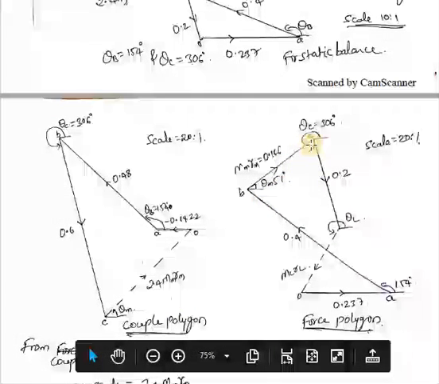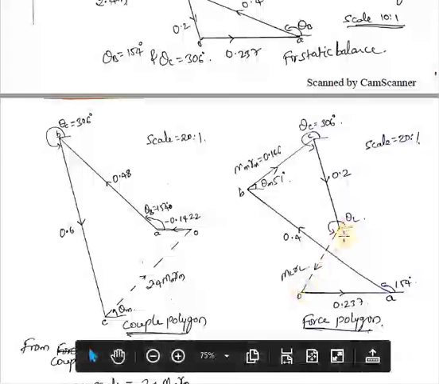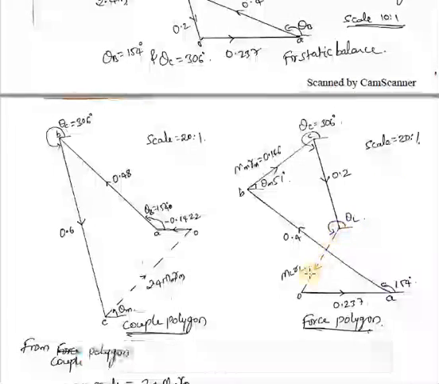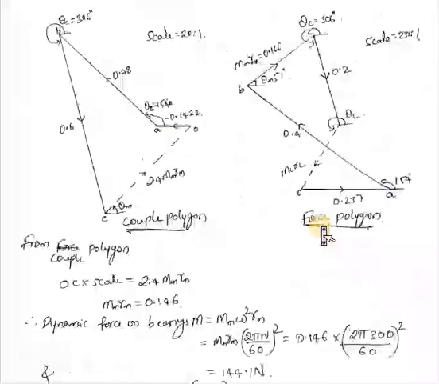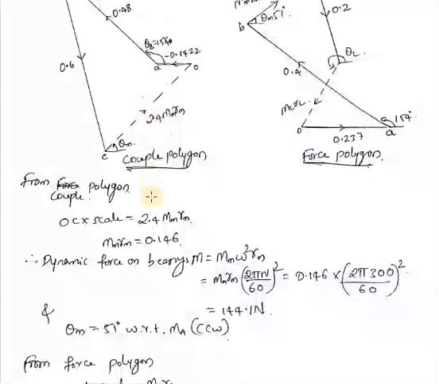Then from C, draw a line of length 0.2 in magnitude and the angle should be 306 degrees. Then join this point to the starting point to complete the polygon, and here I have taken the scale as 20:1 and the length of this line should be equal to ml into rm. Now from this couple polygon we got the value of mm into rm.